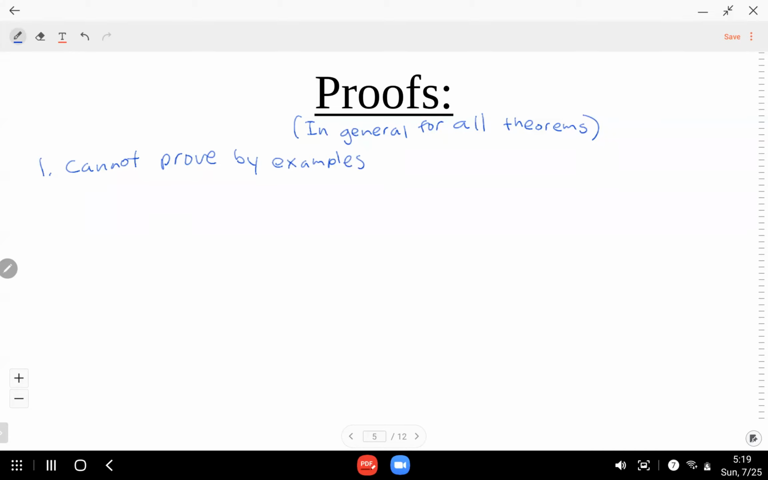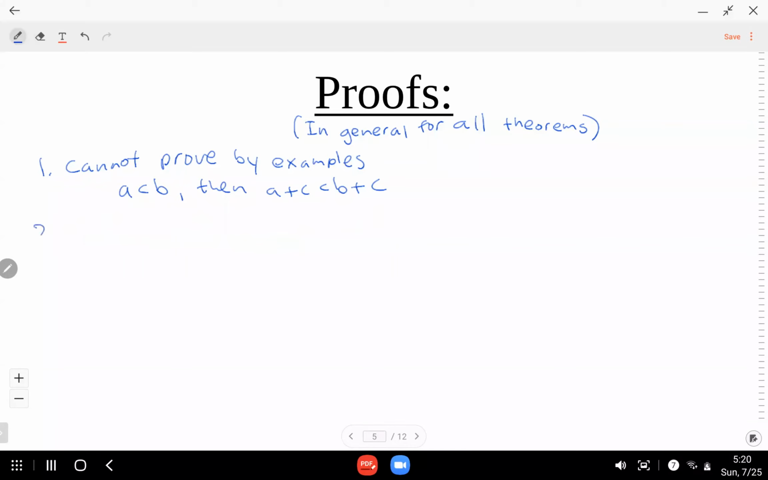For example, if A is less than B, then A plus C is less than B plus C, and C is real. Okay, this is a wrong proof. This is our proof, all right? 2 is less than 3, so 2 plus 1 is less than 3 plus 1, okay? But there are infinite examples. What if A is 3 and B is 4? It's going to go on and on. So we cannot prove by that way.